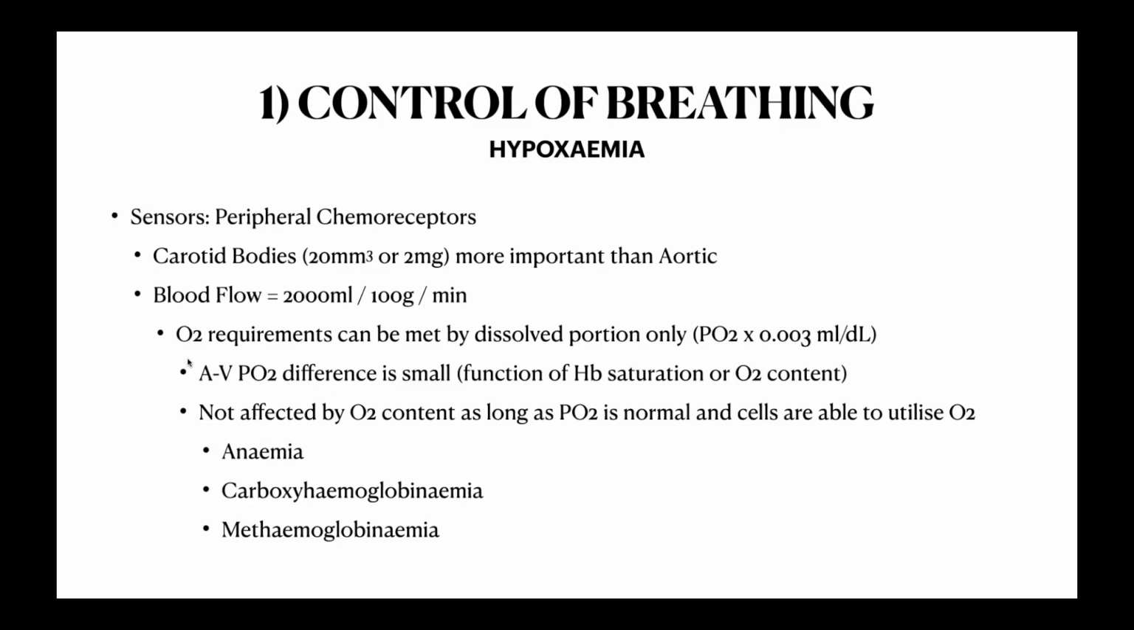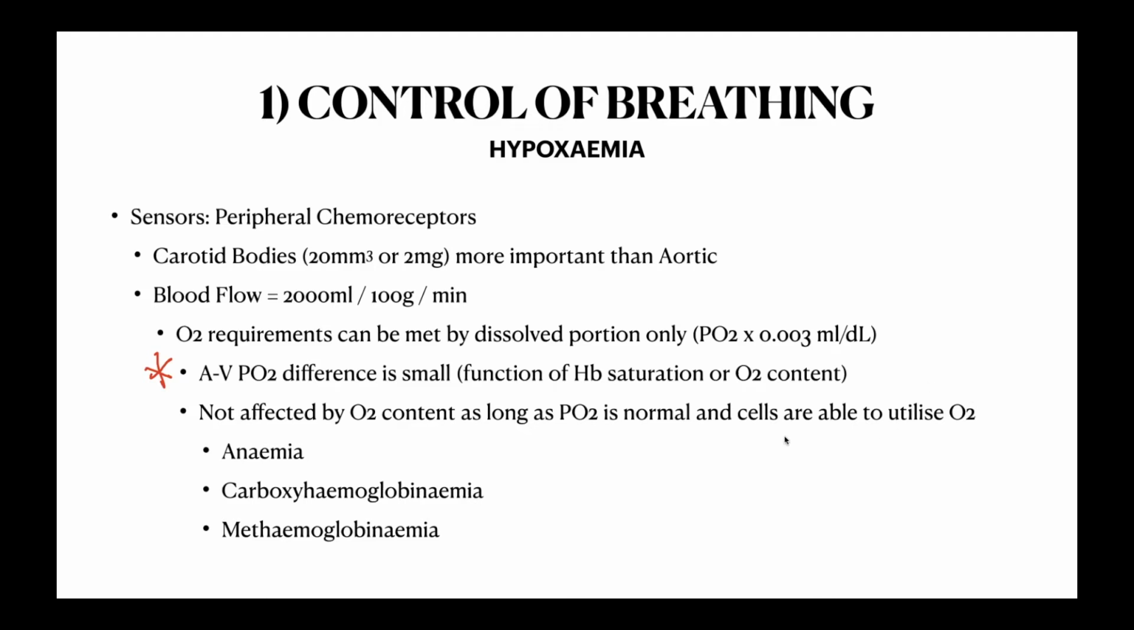And I want you to note this because this is a multiple choice question. Now, it's not affected by oxygen content as long as the partial pressure of oxygen is normal and cells are able to utilize oxygen. In other words, the carotid bodies are not affected by anemia, carboxyhemoglobin, or methemoglobin, okay? So it doesn't matter what happens to the hemoglobin as long as the partial pressure of oxygen is normal and the cells are able to utilize it.